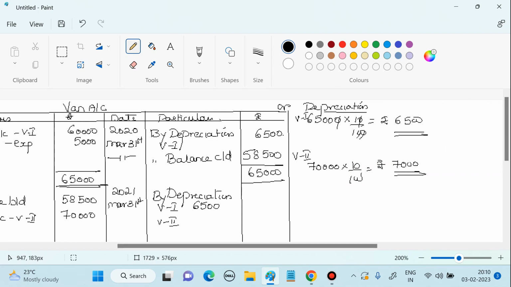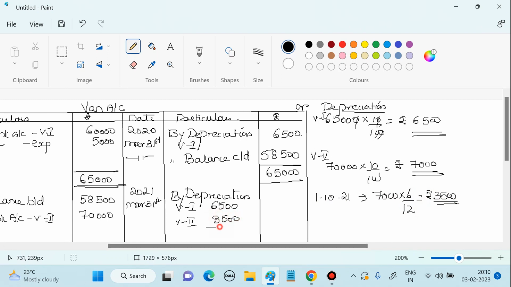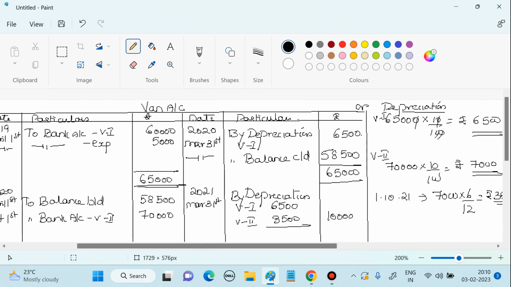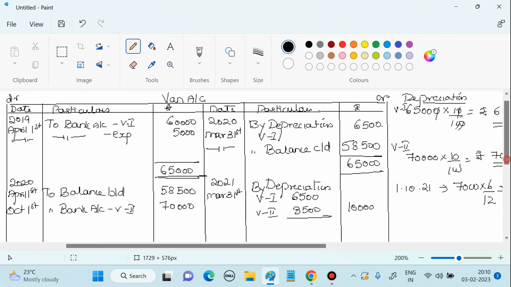Correct, very good. So it was purchased on 1st October 2020. Therefore, it was there only for 6 months. So first year you have to charge only half the amount of depreciation. So it would be 3,500 to be charged. Excellent. So the total depreciation to be charged in the second year is 10,000. Got that, everybody? Yes, ma'am.